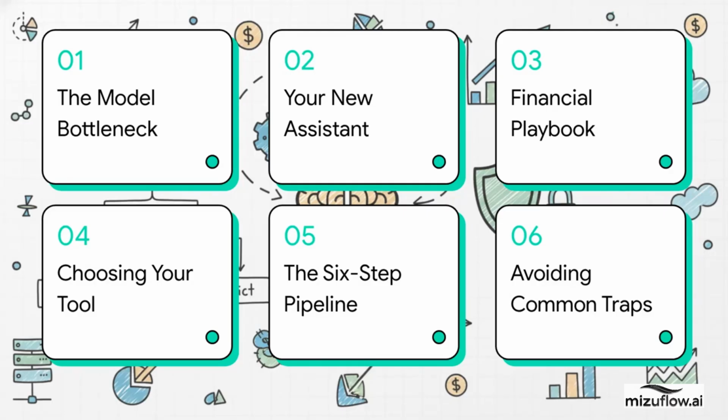So here's our game plan for this explainer. We're going to start with that core problem, the model building bottleneck. Then I'm going to give you a really simple way to think about AutoML. We'll look at real-world financial use cases, we'll check out the top tools, and I'll walk you through a clear 6-step pipeline. And we'll wrap up by covering the common traps to avoid, so you can hit the ground running.